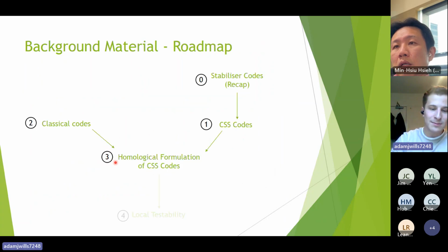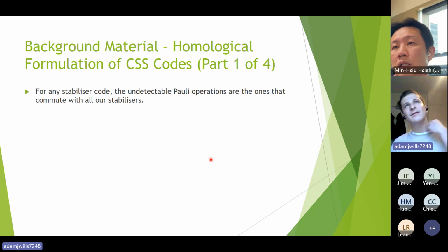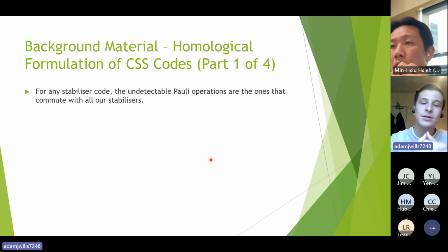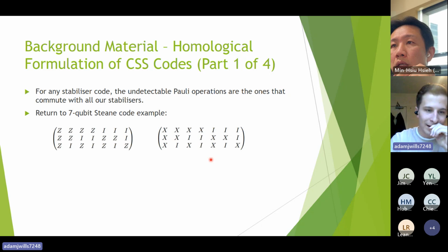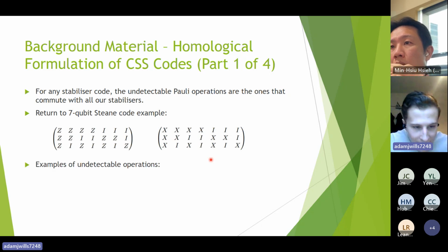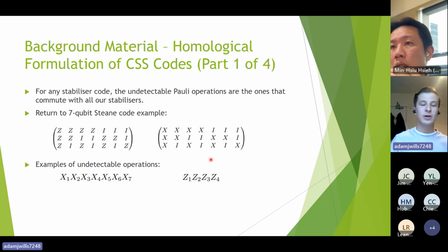So this allows me to move on to the homological description of CSS codes. As I mentioned earlier, if you have these stabilizer codes, and in particular CSS codes, the operations that we cannot detect the effect of are going to be those that commute with all of our stabilizers. So let's see what that might look like in the case of the 7-qubit Steane code, and I'll show some examples of undetectable operations. This is one of X type, and this is one of Z type.